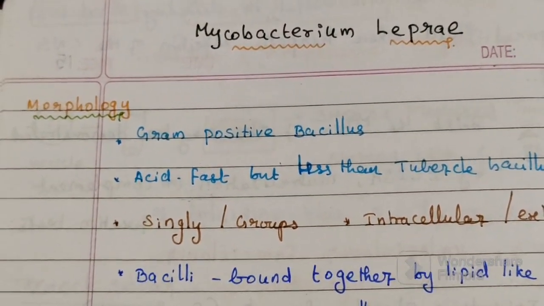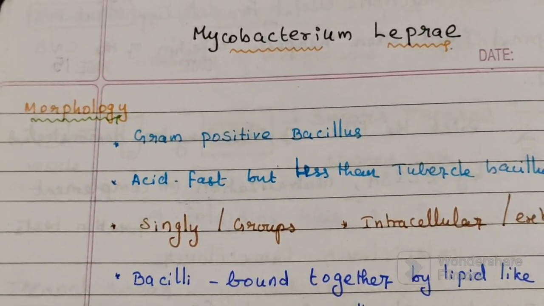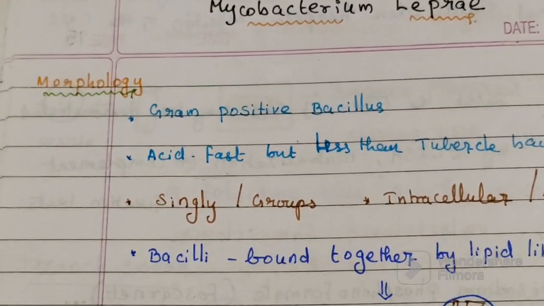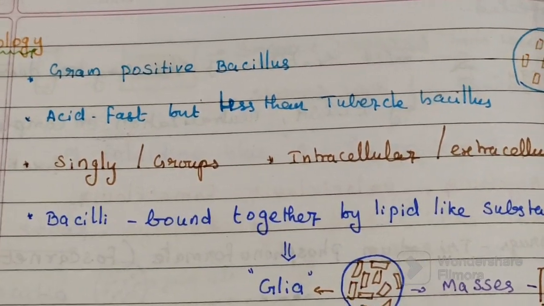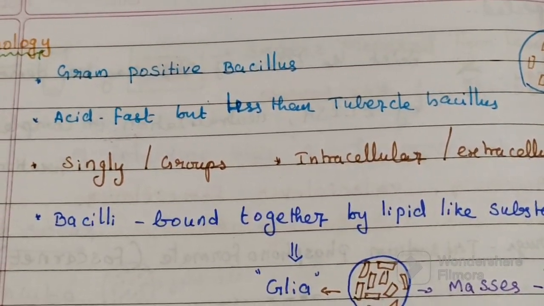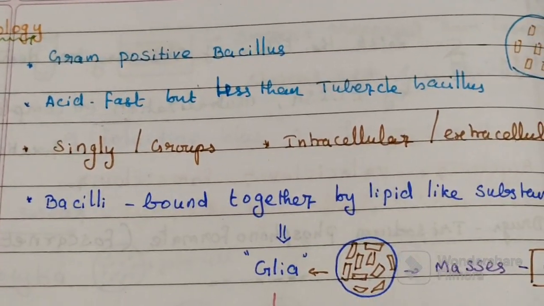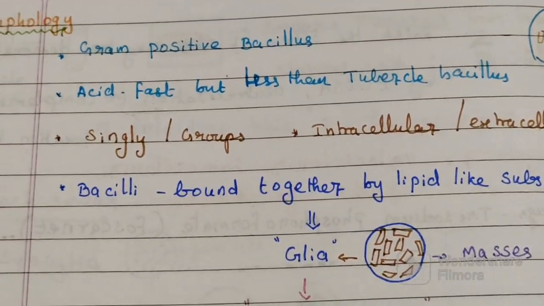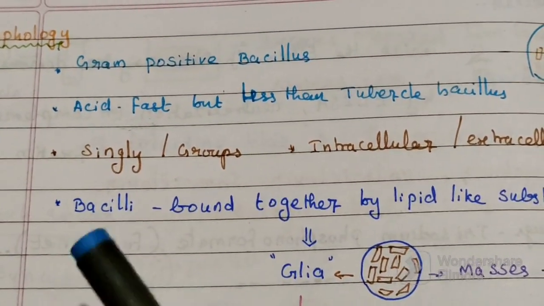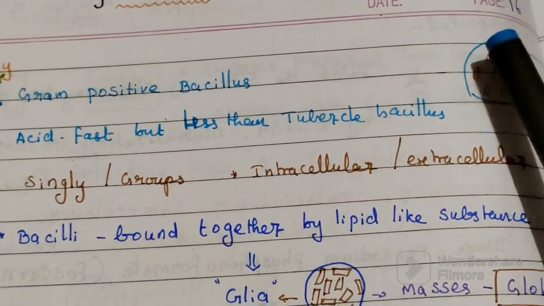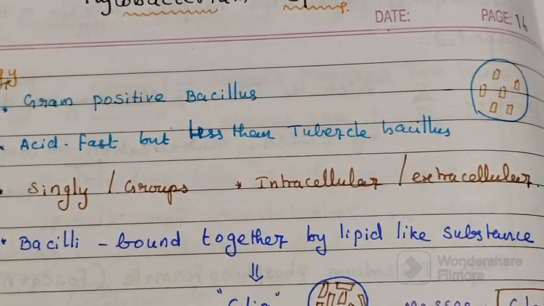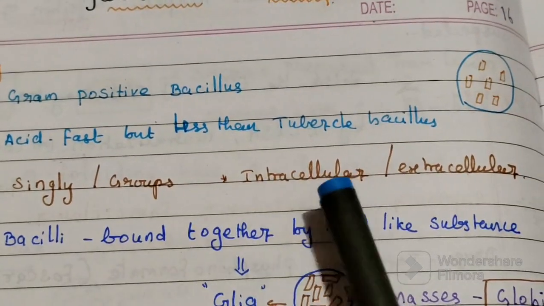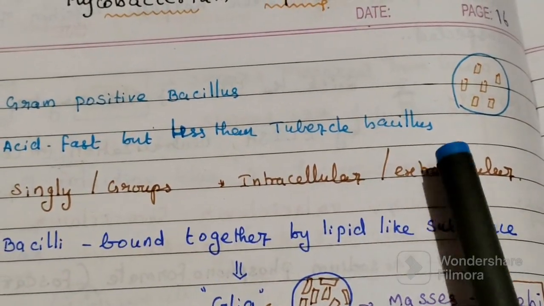In this video, we'll discuss Mycobacterium leprae. First, morphology. It is a gram-positive bacillus. They are acid-fast, but much less than the tubercle bacillus. They can occur singly, in pairs, or in groups, and can be both intracellular and extracellular.